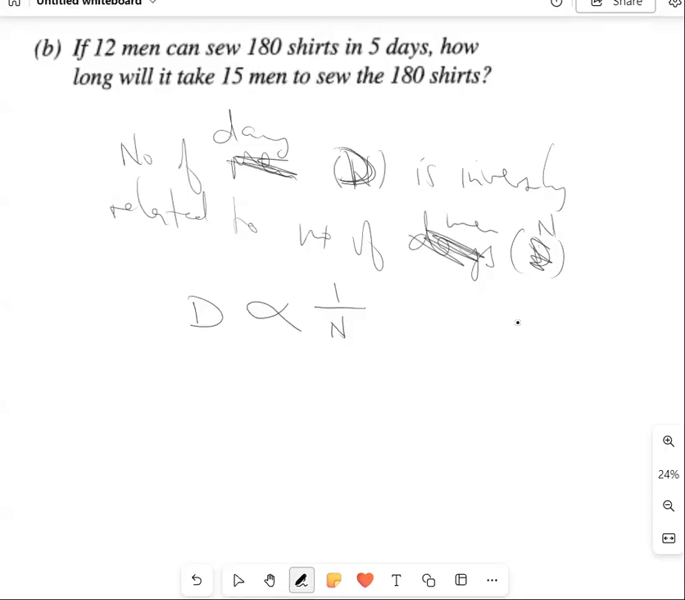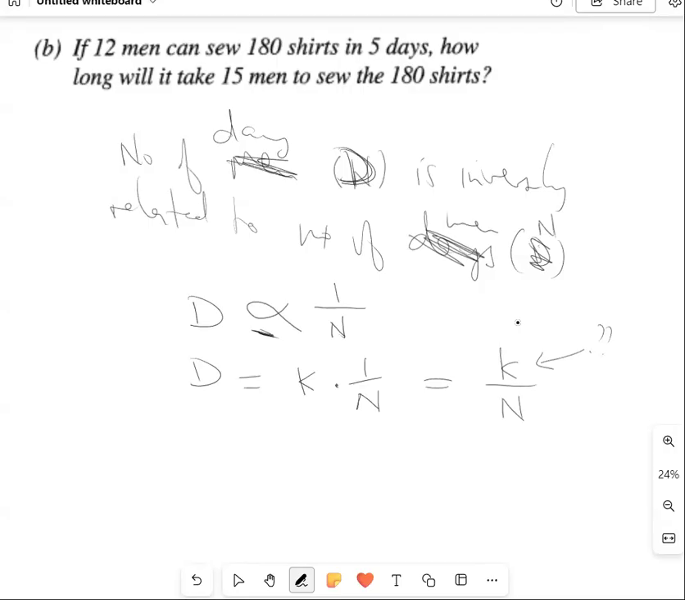To eliminate this proportional sign and get an equal sign there, we have to insert a k, a constant of proportionality, into the equation, right? So now we can also write it like this, k over n. So D is equal to k over n. Now we have to find a value for this k, right? But they give us some information. They tell us that 12 men can do the job in 5 years.